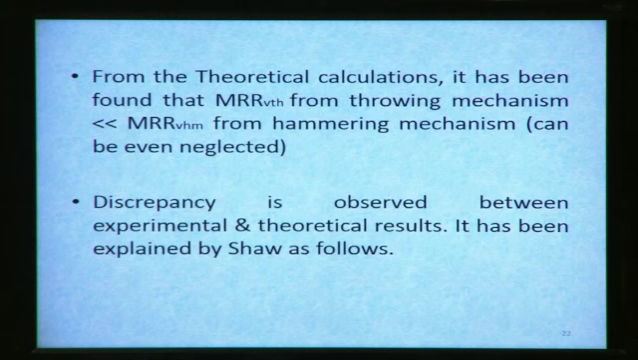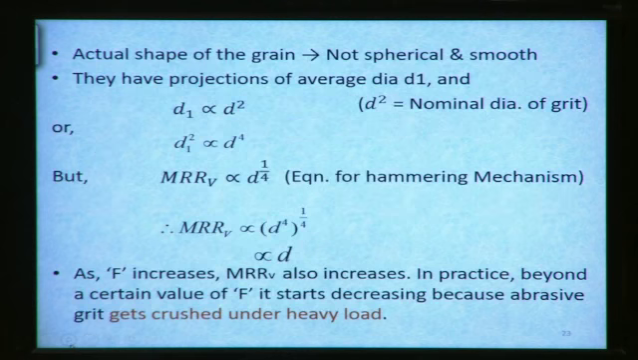So a discrepancy is observed between the experimental and theoretical results, and it has been explained by Shaw as follows. The actual shape of this grain is not spherical. The abrasive particles are random in size, but we have considered them as spherical and smooth. So they have projections of average diameter D1, and this D1 is proportional to D square, so this projection diameter is D1.